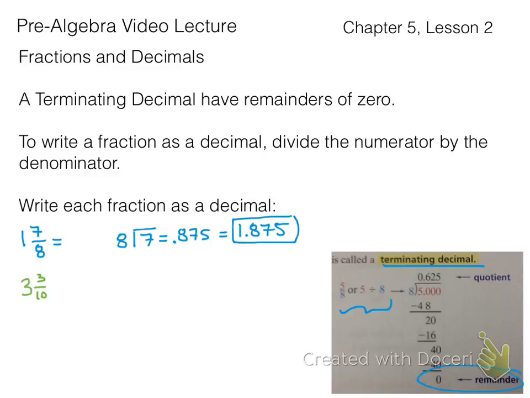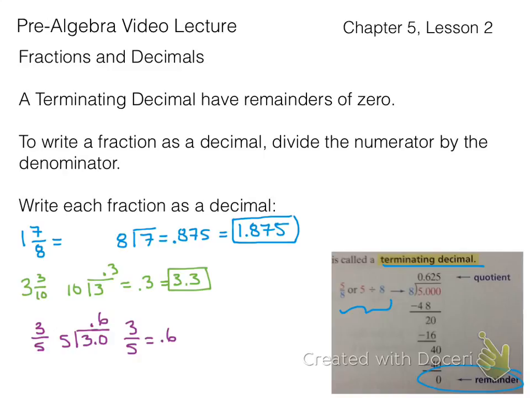Okay, next up we have 3 and 3/10. 3/10 turns into 0.3, so 3 and 3/10 is 3.3, all right? Next up, we have 3/5. 3 goes inside the house, 5 goes outside, that's 0.6. 3/5 is equal to 0.6. Pretty easy cheesy, lemon squeezy. This should be like a review of 4th grade, guys. This should be a review.